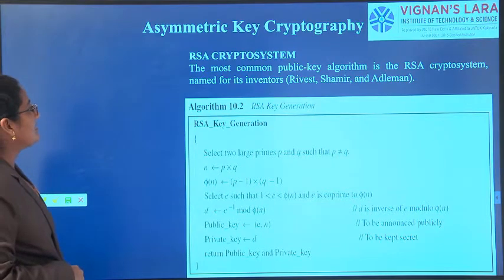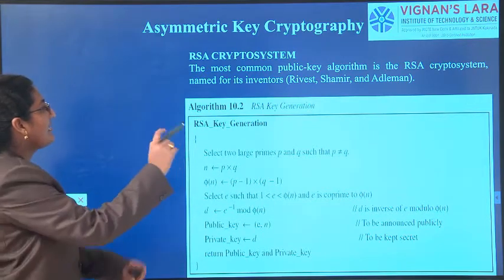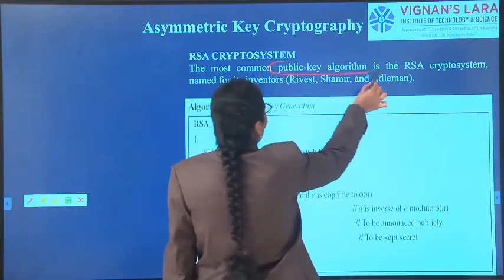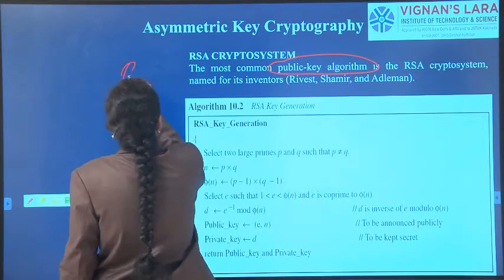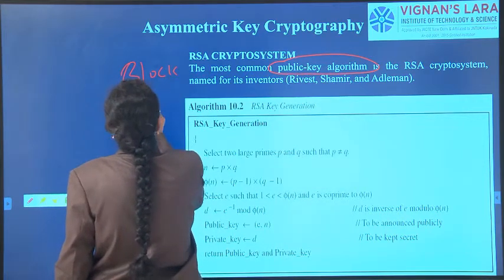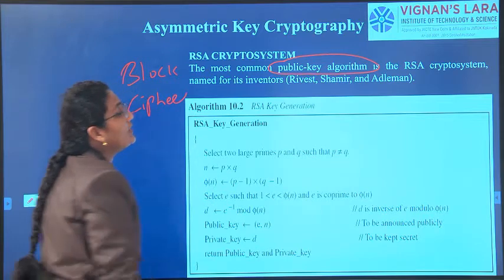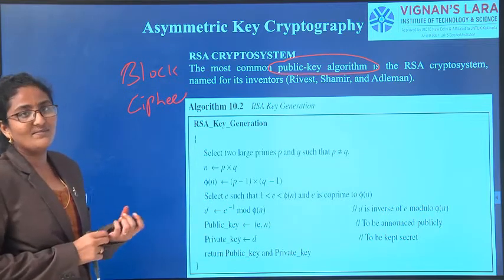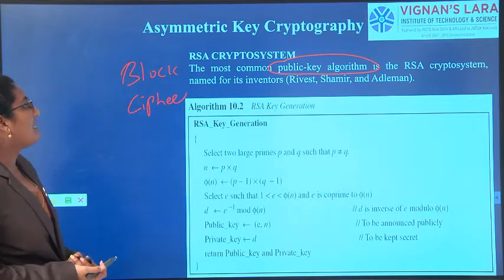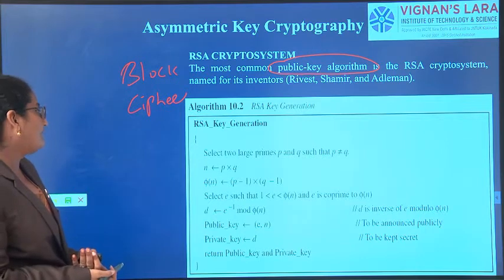RSA is a public key algorithm and it is a block cipher. RSA is an example of a block cipher. In Unit 2 we have discussed block cipher and stream cipher. So RSA is the algorithm which is the example for block cipher.